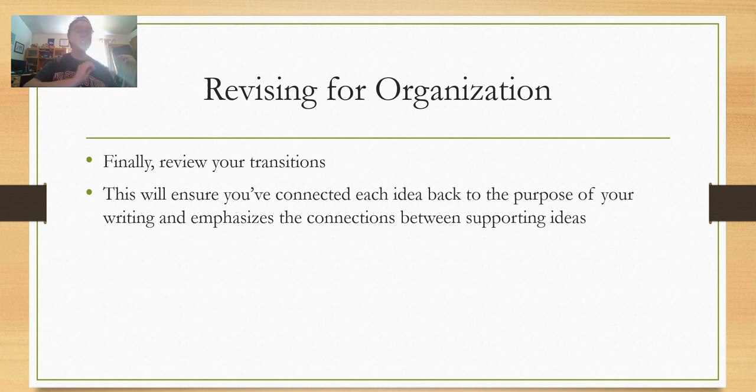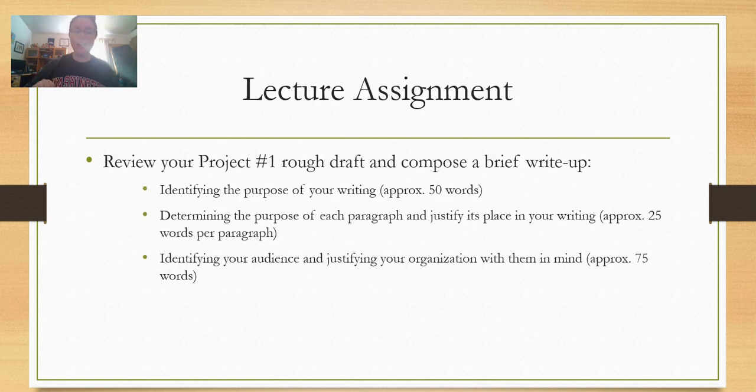So we've got old information, new information. You have said to the audience, I just talked a lot about logos, and now I'm going to talk a lot about pathos. And so we've got that transition that prepares the reader to shift gears and look at one content focus to look at another content focus. So this ensures that you've connected each idea back to the purpose of your writing and emphasizes the connection between supporting ideas. So when we focus on our transitions, that gives us the opportunity to say, this is how I, as the writer, see point A being connected to point B. And this is how them working together ultimately ties back to whatever purpose I've identified for my writing. Let's now look at the lecture assignment.